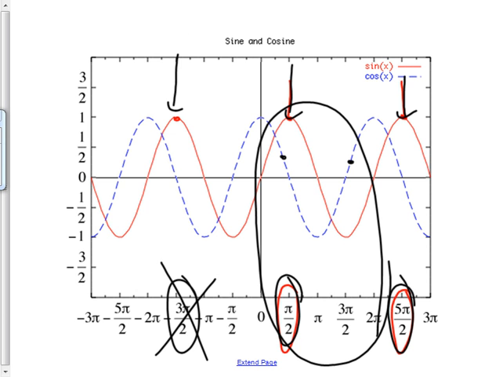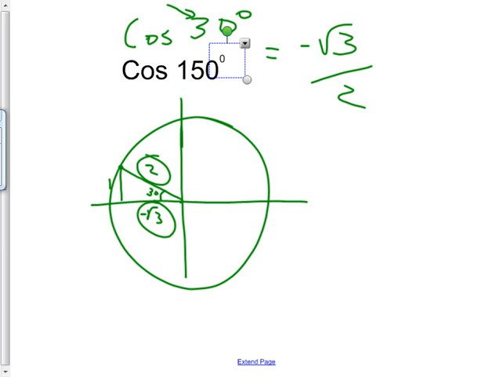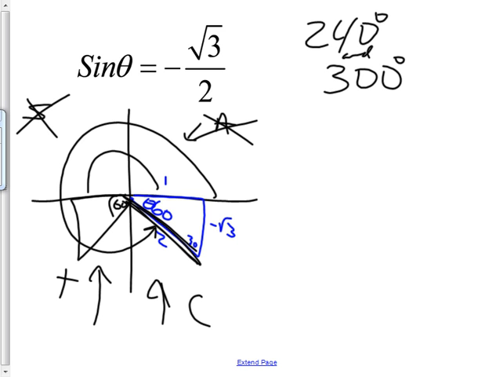Yes, sir? Back to the problem. Oh, that's not it. Where is it? Is that it? That's not it either. Where'd it go? There it is.